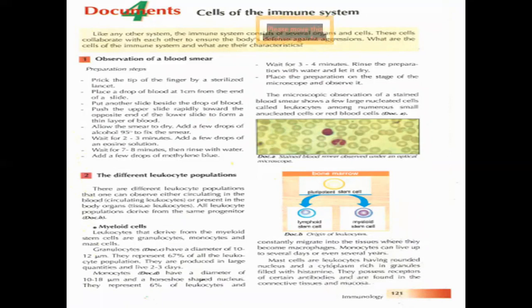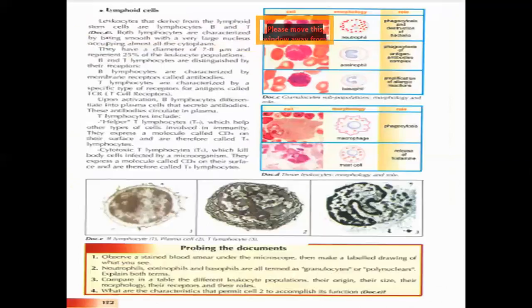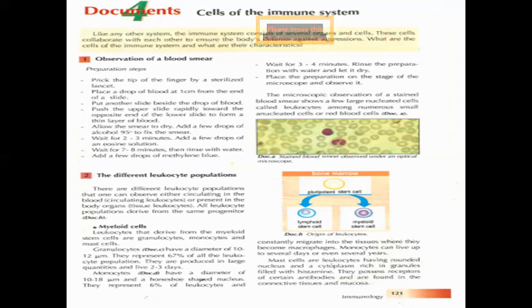Mast cells, we talked about them, have a role in allergy. They are leukocytes having a round nucleus and a cytoplasm that is rich in granules filled with histamine. They possess receptors for certain antibodies and are found in the connective tissue and in the mucosa. This is about the myeloid. So the myeloid has three types: granulocytes, monocytes, and mast cells.